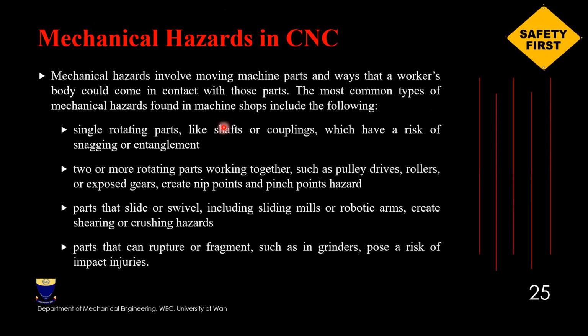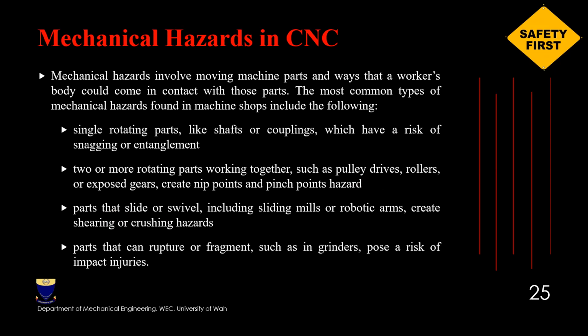Mechanical hazards in CNC. Mechanical hazards involve moving machine parts and ways that a worker's body could come in contact with those parts. The most common types of mechanical hazard found in a machine shop include the following. A single rotating part like a shaft or coupling has a risk of snagging or entanglement. Two or more rotating parts working together, such as pulleys, drivers, rollers or exposed gears, create nip point and pinch point hazards as well. So you have to be cautious in this respect.